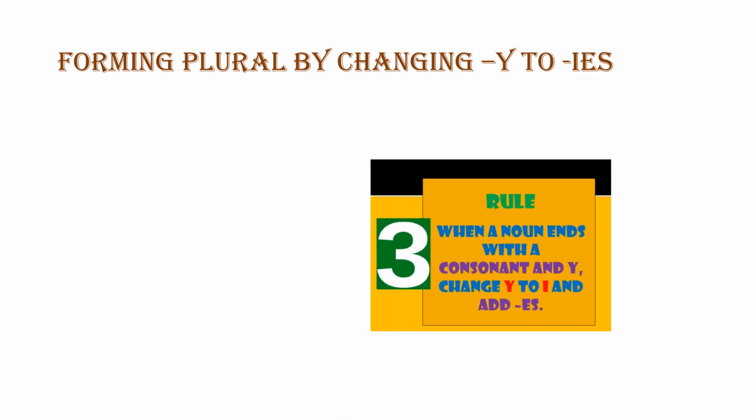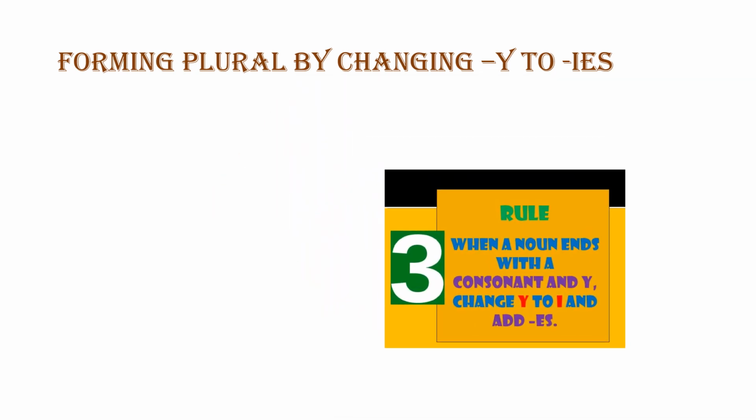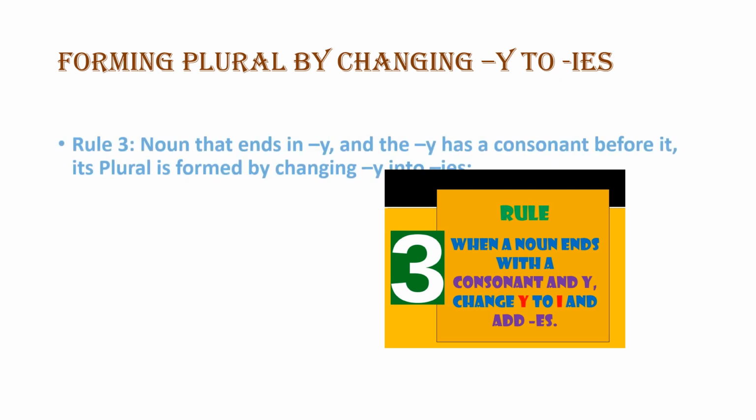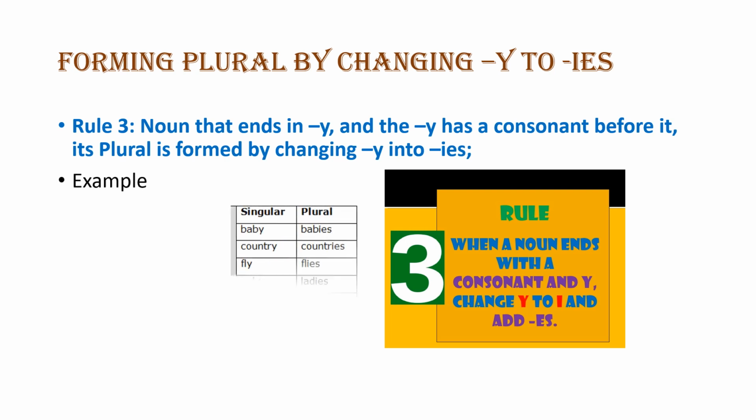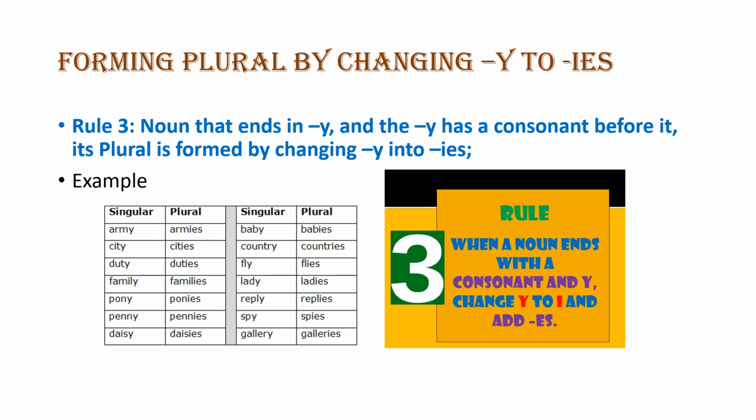So now, rule number 3 is forming plural by changing y to ies. Here we have to see that the word should end with y, but before y there should be a consonant. Change y to i and es. A noun that ends in y and the y has a consonant before it, its plural is formed by changing y into ies. Again I am giving you examples. You can go through the table and memorize the words.